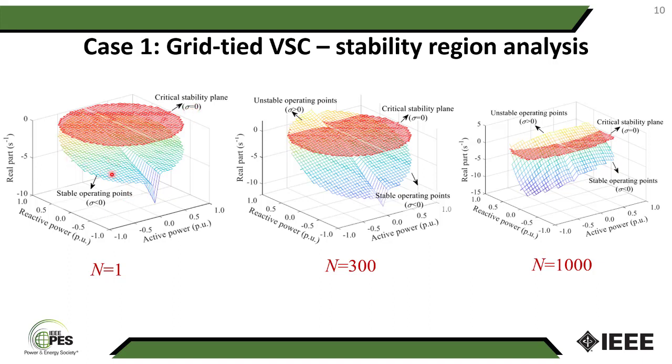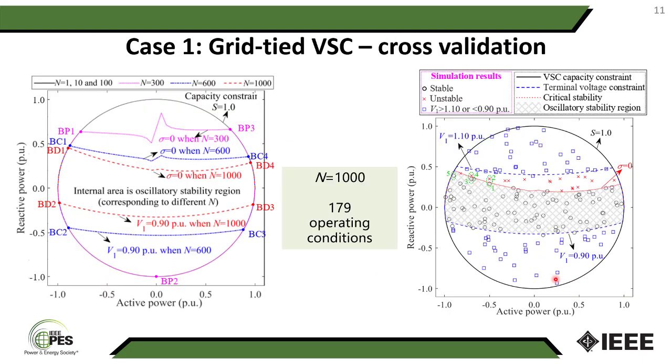This means that under these operating points, there is only one voltage source converter connected with the system, so the system is stable. In this case, we increase the number of voltage source converters, and we can see that under these operating points the damping is positive, which means that under these specific operating points, the system is unstable. The same goes for 1000 voltage source converters. This is the stability region under different numbers of voltage source converters connected to the grid, for example, 300, 600 and 1000.